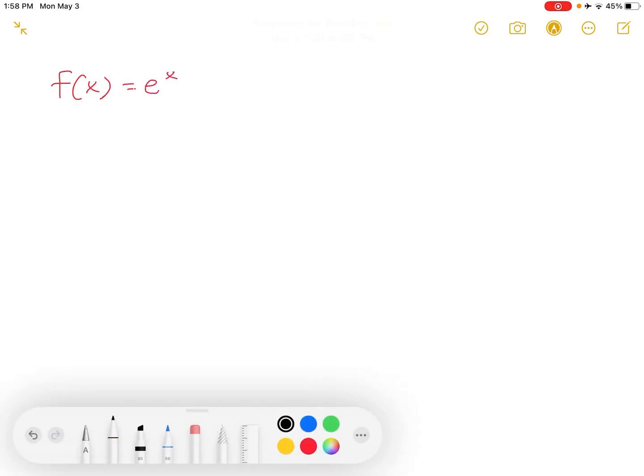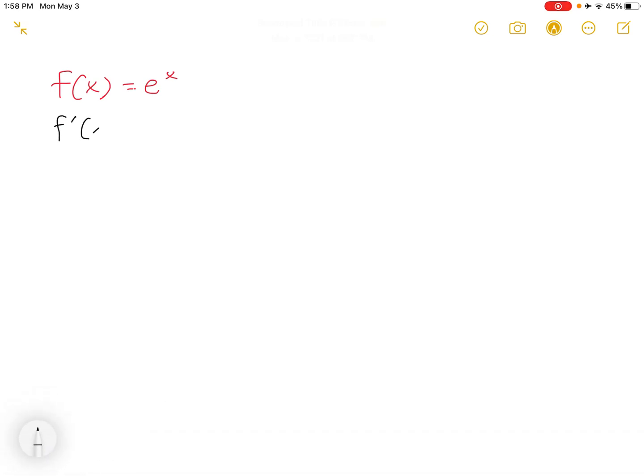Hi everyone. We are going to continue today to talk about derivatives of exponential and also logarithmic functions. So last class we looked at this function, f of x equals e to the x. And we saw that f prime of x also equals e to the x.